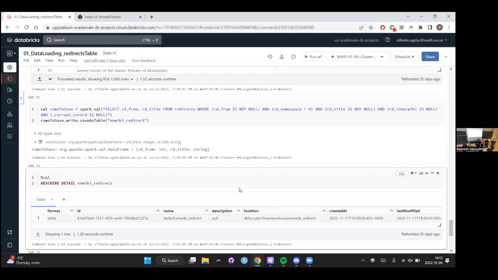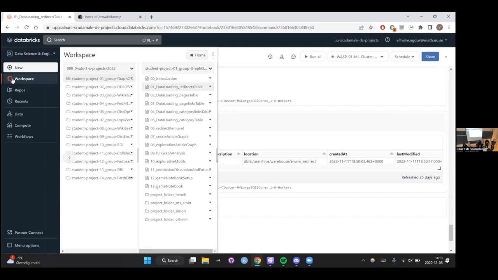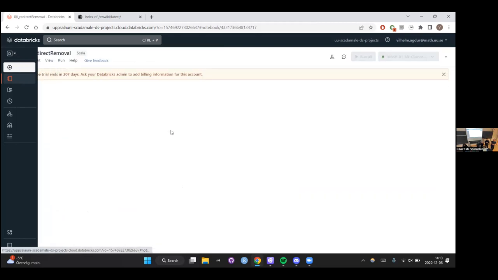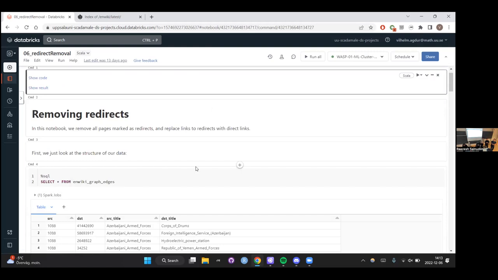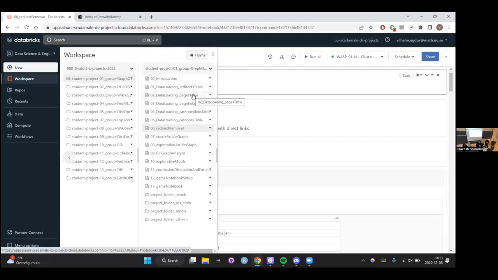The idea of just doing it in the driver memory is very possible. It would have made life really bad for you guys because you wouldn't have been able to use the cluster if I did it that way. Yeah, exactly. That's also very true. The previous notebooks are a similar process for different tables. We load in the redirects table, which contains all the redirects. Pages loads in every page in Wikipedia, and then we filter out everything that's not a normal article.